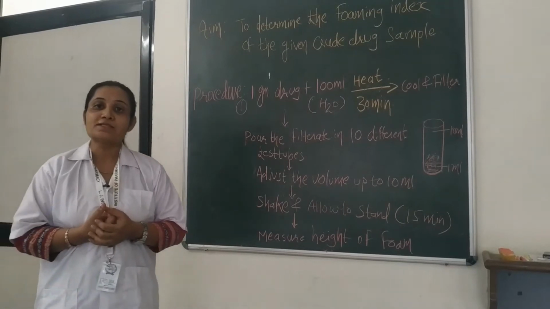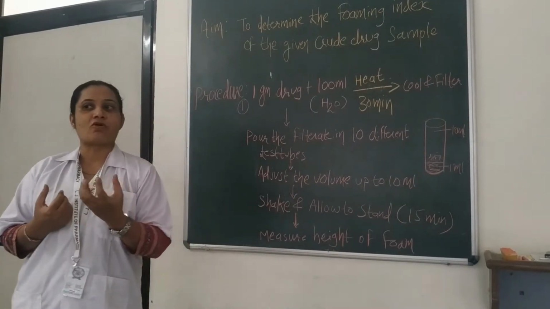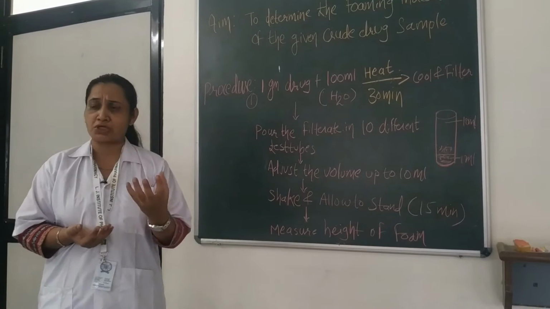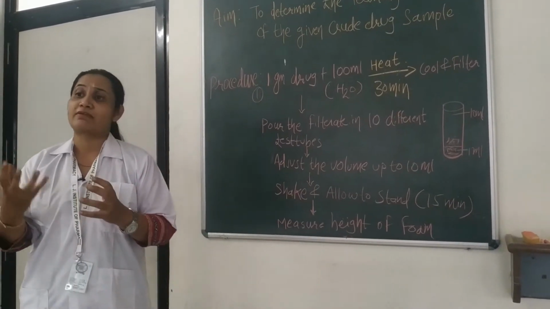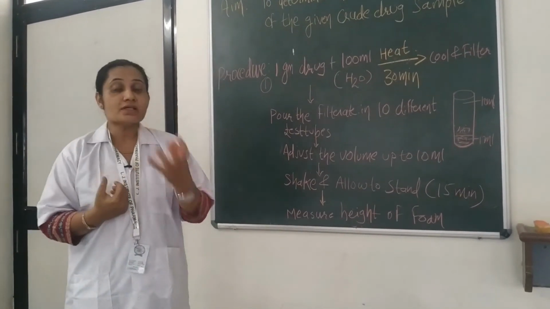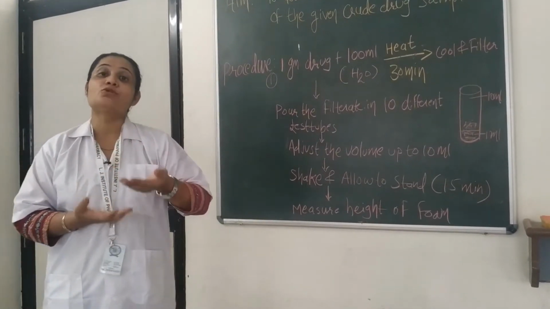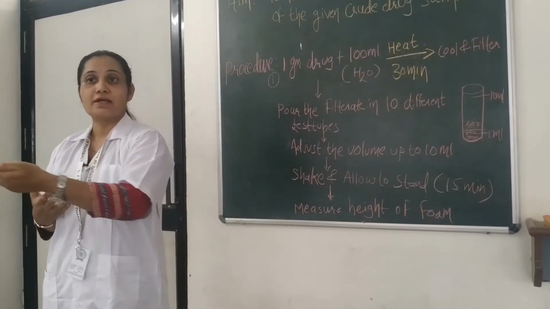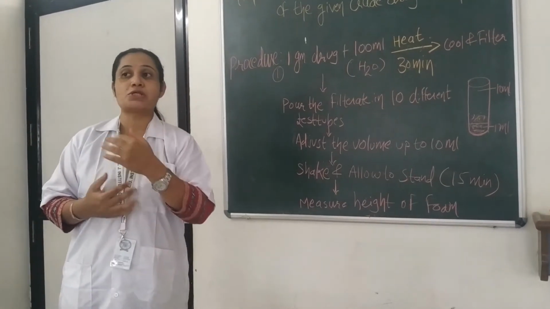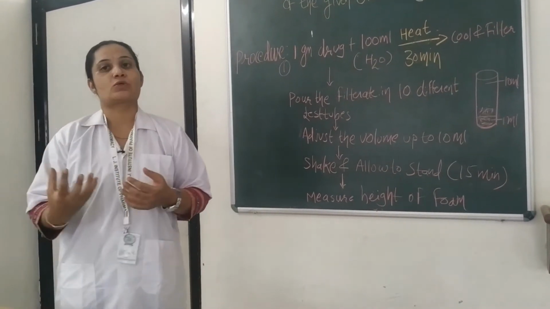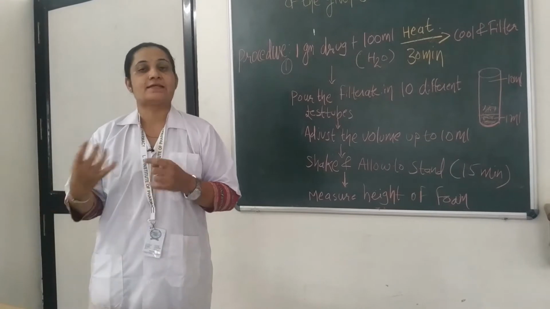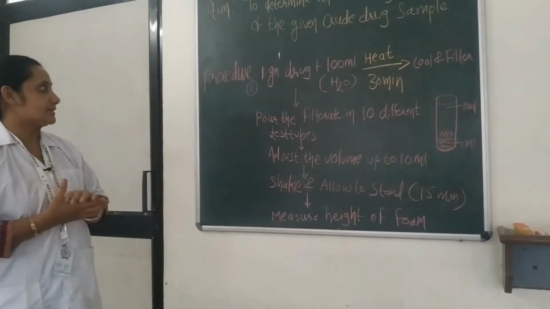Foaming index means the foaming ability of an aqueous decoction of plant material. The foaming ability of the aqueous decoction or the plant material is called the foaming index or foaming ability.